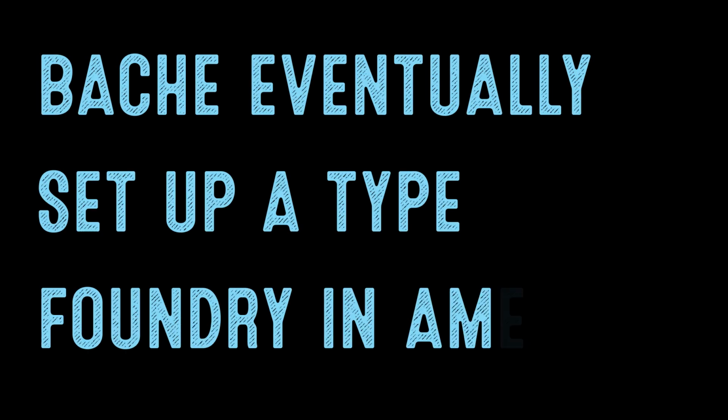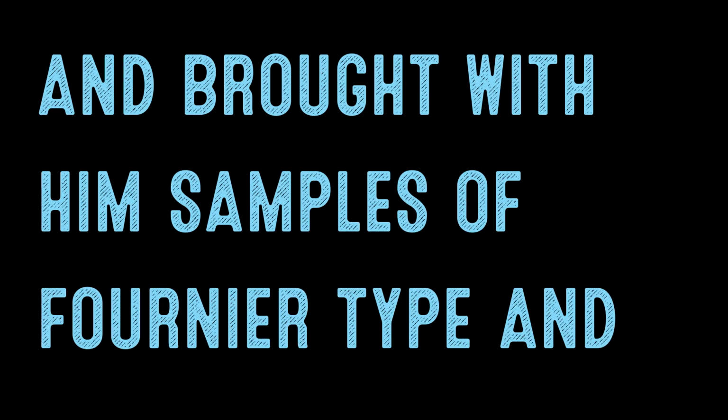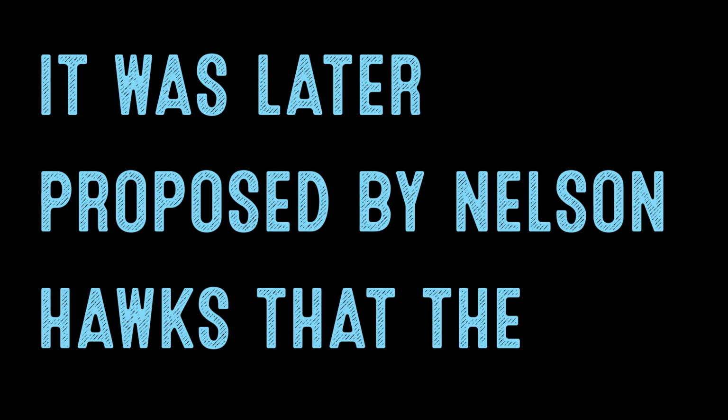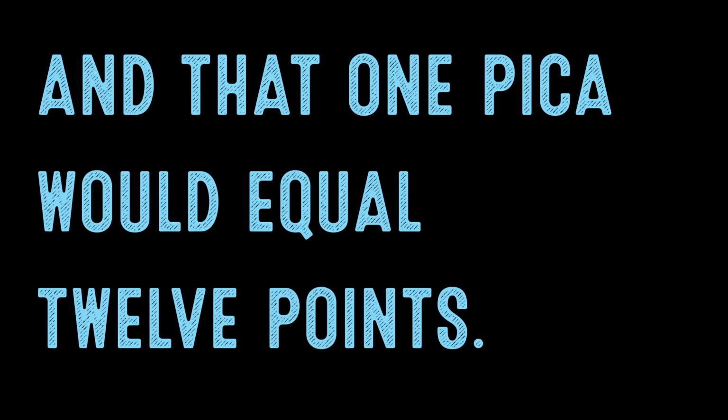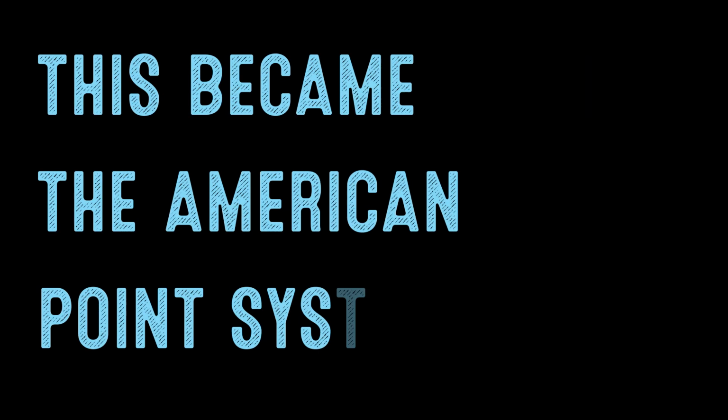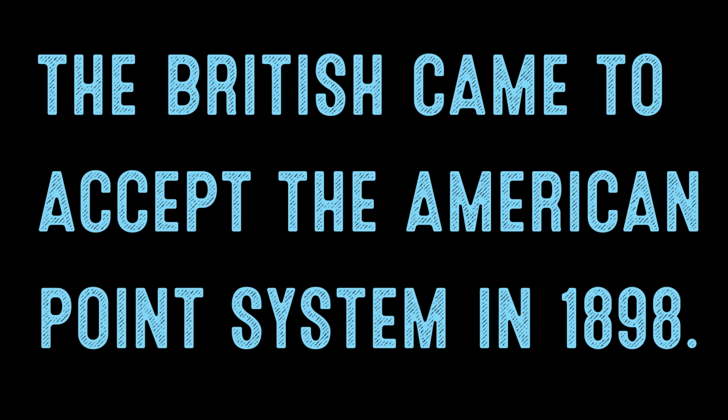How was the pica defined? Bosch eventually set up a type foundry in America and brought with him samples of Fournier type, and it was later proposed by Nelson Hawks that the American inch be divided by 6 to create the pica, and that 1 pica would equal 12 points. This became the American point system. The world continued to have conflicting systems, however, the British came to accept the American point system in 1898.